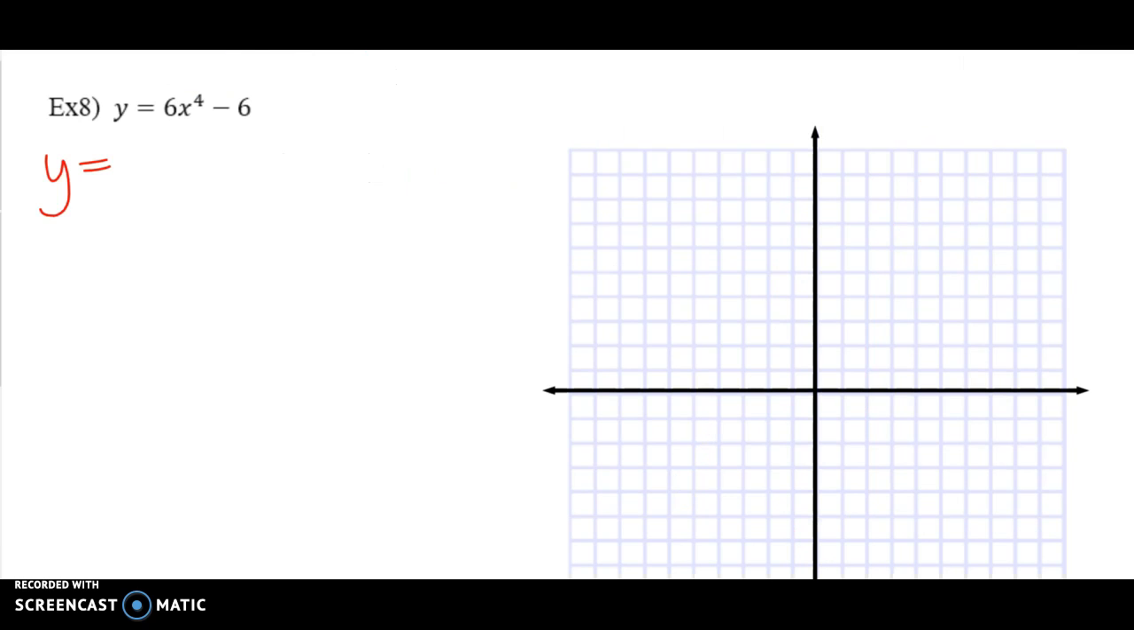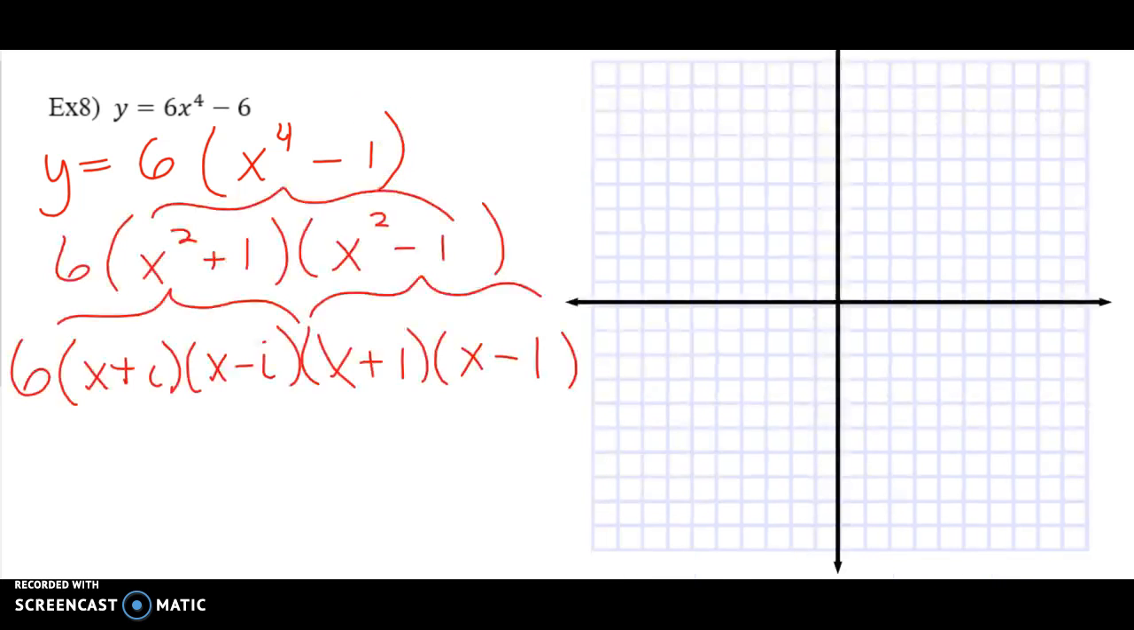So first of all, what should we always do first? GCF, good job. Which leaves behind x to the 4th minus 1. Okay, take it from there. So here are the factors. Now, does 6 give me an answer? Is there an x attached to 6? No. You only get an answer if there's an x, right? x has to equal something. So 6 is nothing more than a GCF. And then x equals negative i, x equals positive i. We're out of time.